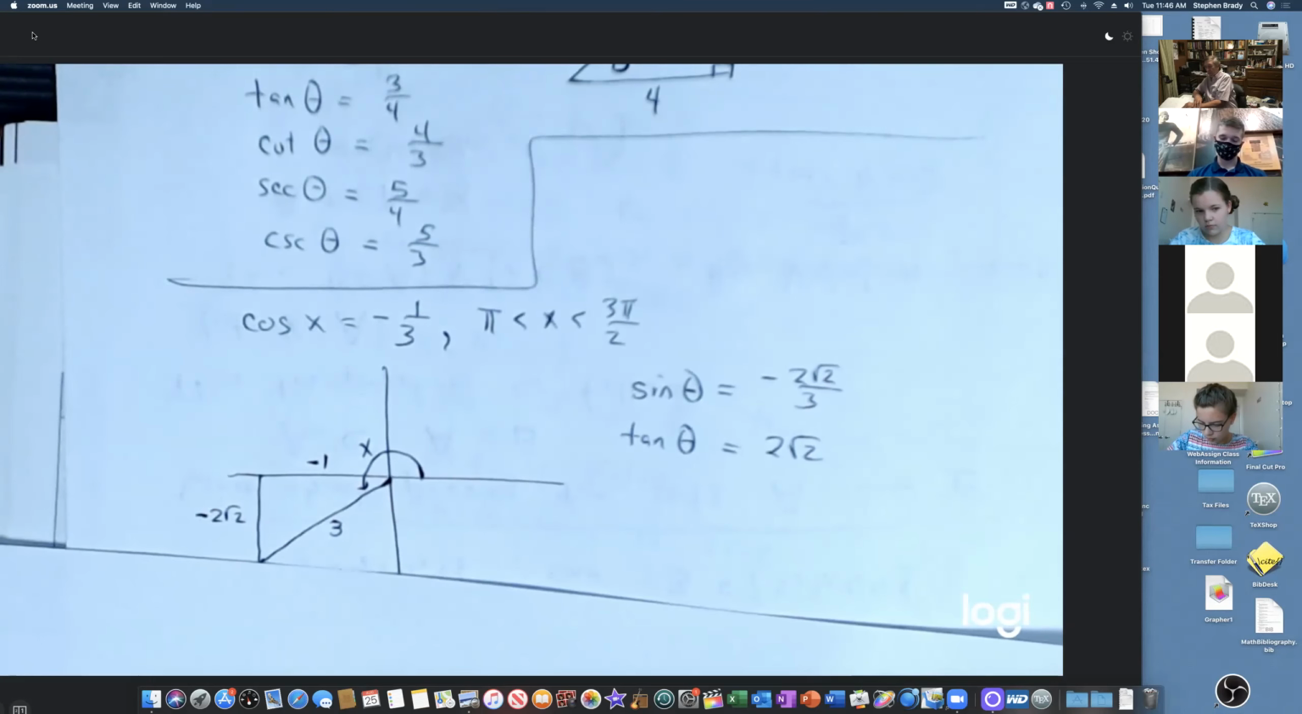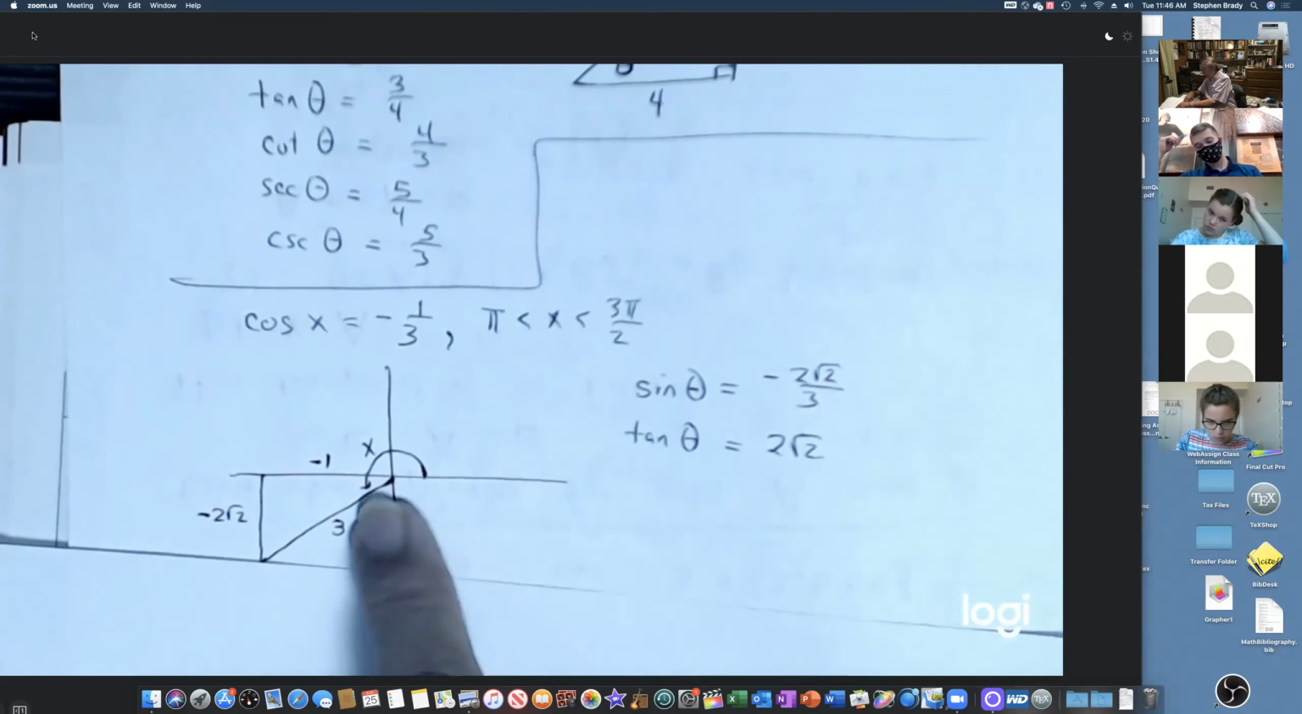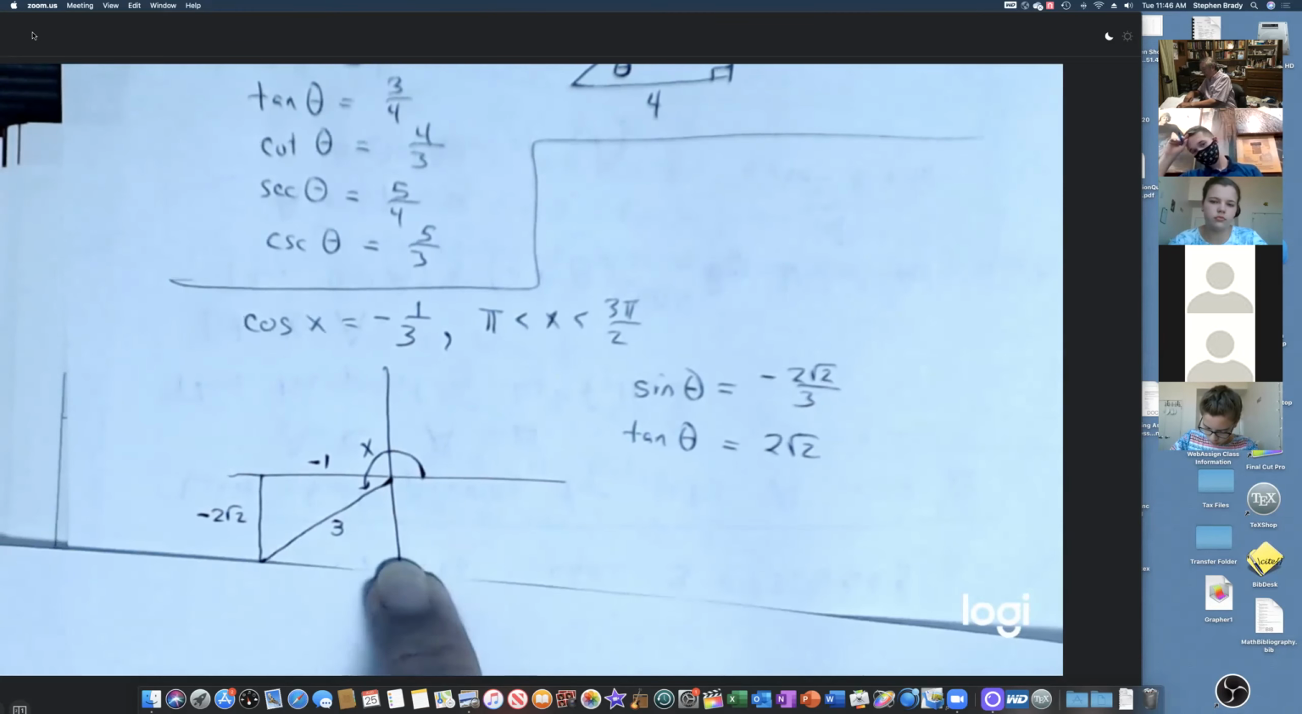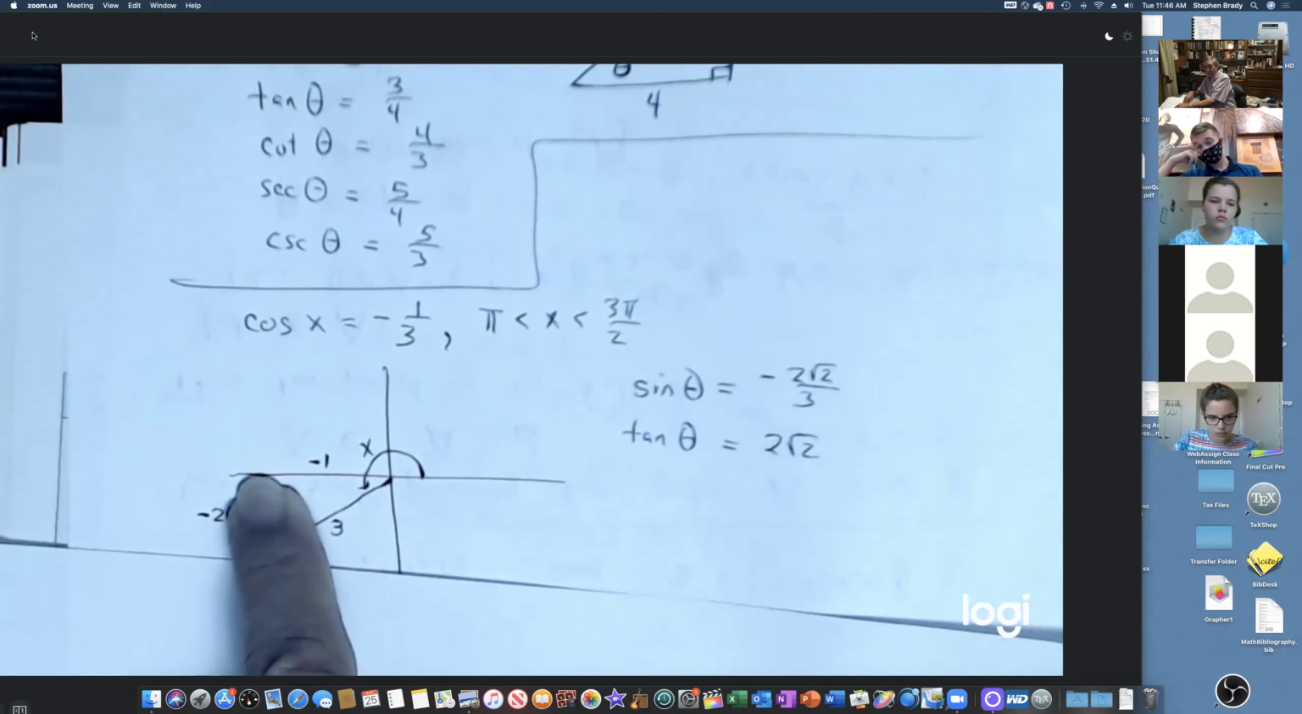Now, the key here is always draw the triangle to go to the x-axis, okay? So when I make this angle involving x, I have a line. I don't take a line over to the y-axis. I always take a line to the x-axis.